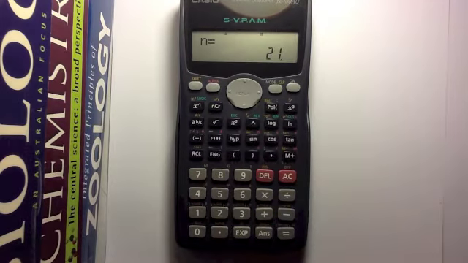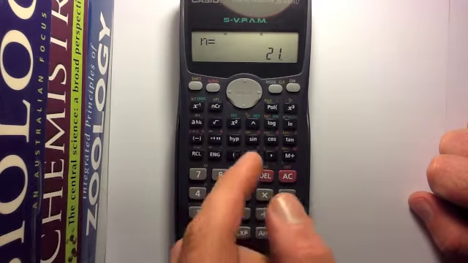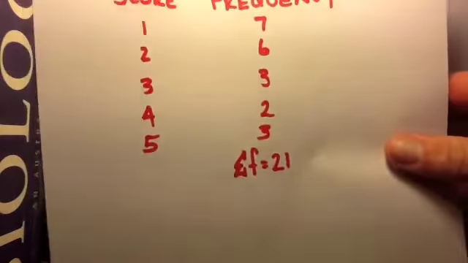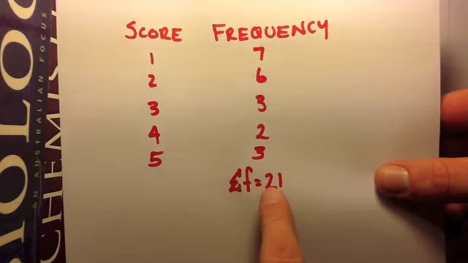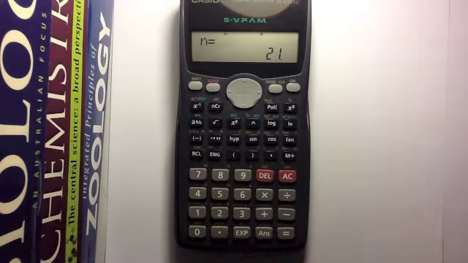Here you can see N, which represents the total number of scores I've added, is 21. And if we look back at our total frequencies, so the sum of all frequencies, that was 21. So that means we've got all our data added. If that doesn't match your total frequencies, you've made a mistake somewhere, and you have to go back, delete all your data, and start again. That's the limitation of this model of calculator.